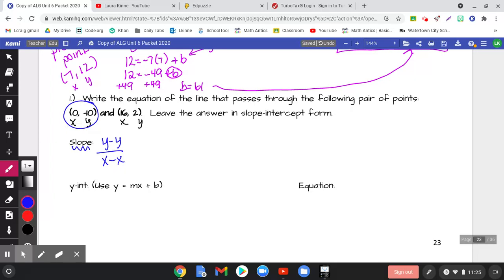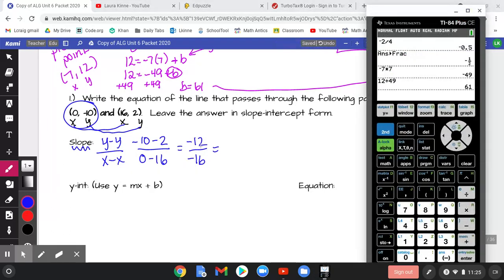It really doesn't matter. So y minus y, -10 minus 2. And then my x minus x, 0 minus 16. If you went the other way, it would have been 2 minus -10 and 16 minus 0. You'll get the same answer in the end. So we have -12 divided by -16, and we definitely want to reduce that. Never want to leave two negatives, and your calculator will do it for you. -12 divided by -16. What are the buttons to do it? You can hit enter, but what do you hit to change it to a fraction? Math, enter, enter. 3/4.